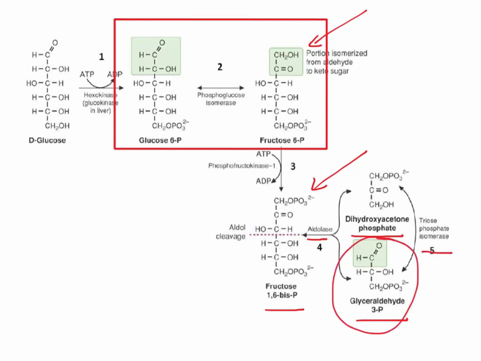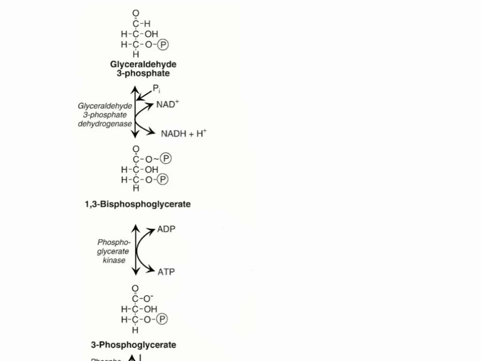3-phosphate. An isomerase can interconvert these 2 molecules, so we have 2 molecules of glyceraldehyde 3-phosphate formed. The next step is an important reaction in that it uses the energy of this aldehyde of glyceraldehyde 3-phosphate to drive a reaction in which a phosphate is added. This is glyceraldehyde 3-phosphate dehydrogenase, and this is a step where electrons or hydrogens are removed. 2 hydrogens are transferred to NAD to make NADH.